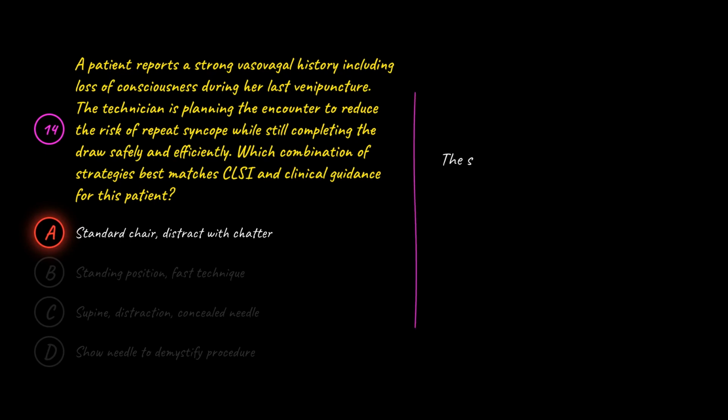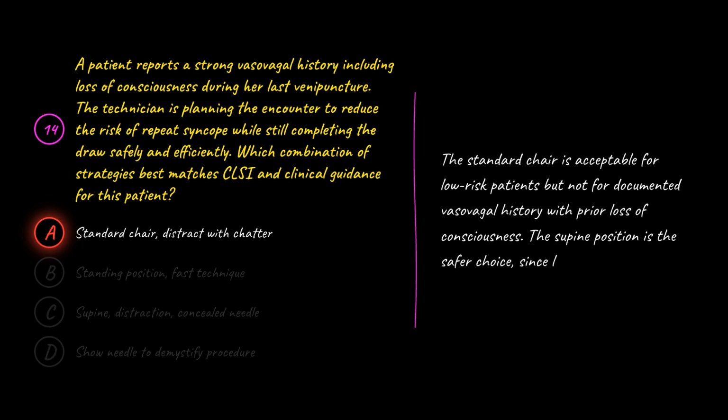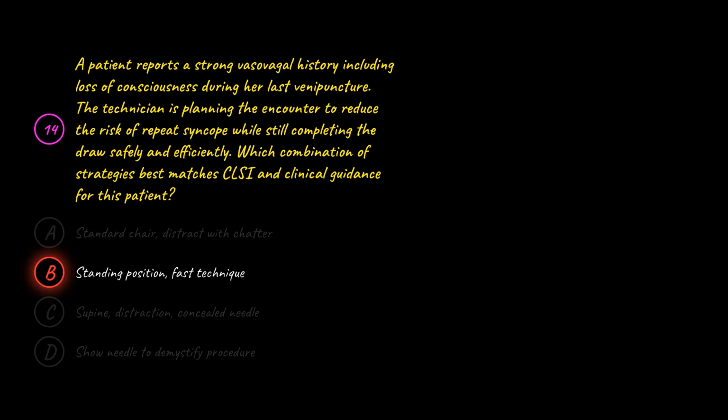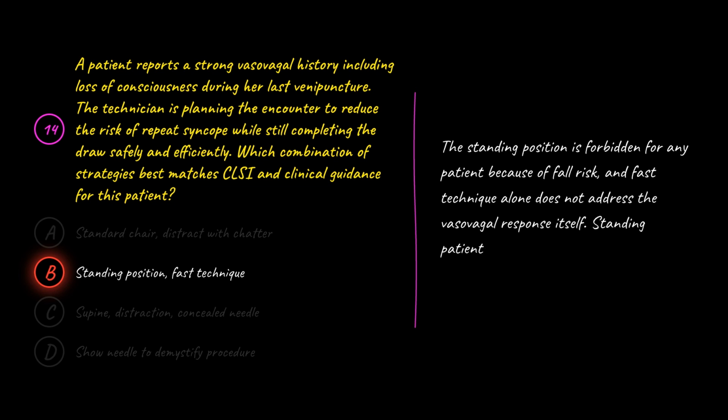A is wrong because the standard chair is acceptable for low-risk patients but not for documented vasovagal history with prior loss of consciousness. The supine position is the safer choice since loss of consciousness in a chair still risks falls. B is wrong because the standing position is forbidden for any patient because of fall risk, and fast technique alone does not address the vasovagal response itself. Standing patients who faint typically fall forward, sometimes onto the inserted needle directly.